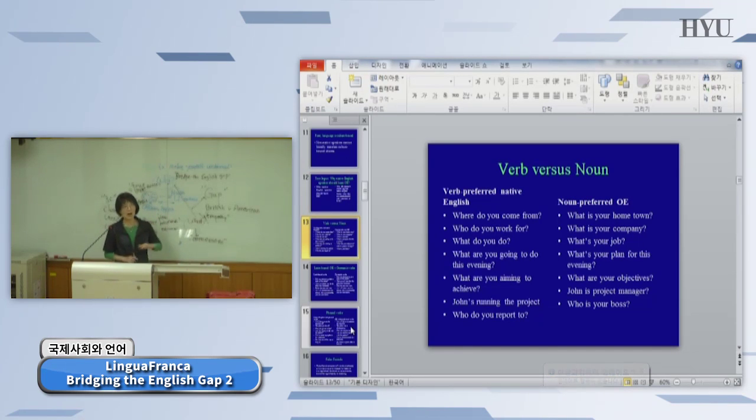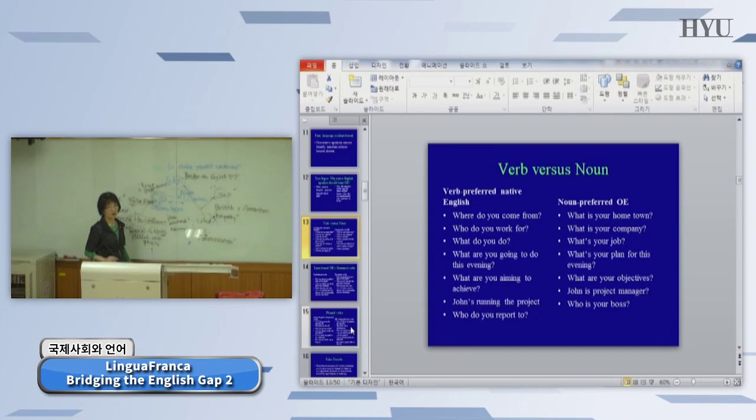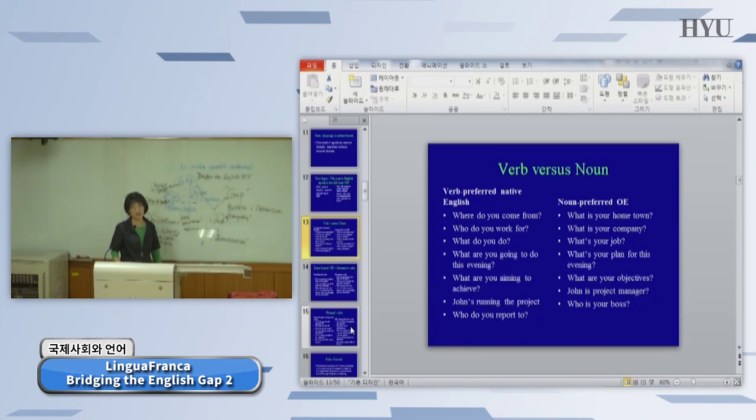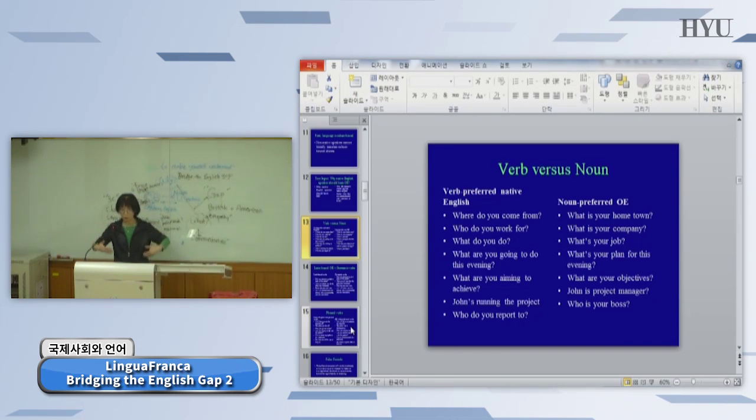So this is the example. How different is OE English from native English? The verb is preferred in native English. For example, native English speakers would say, "Where do you come from?" But the noun is preferred by offshore English speakers, who would say, "What is your hometown?" The same is true. "Who do you work for?" But OE speakers would say, "What is your company?" And native speakers would say, "What do you do?" But offshore English speakers say, "What's your job?"